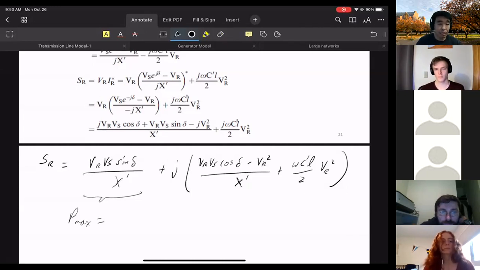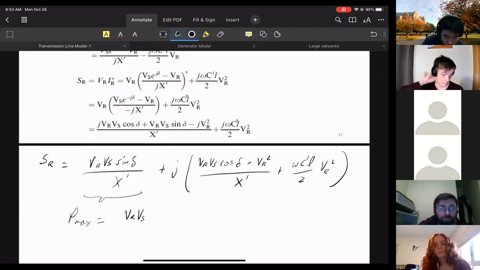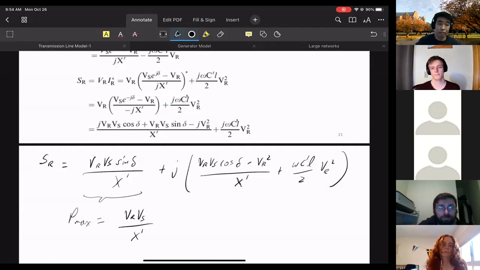Right, so I can make delta equal to 90 degrees, or pi over 2. And what we get is VR, VS over X prime. Okay. So this calculation basically tells us, if you fix the voltage level, you cannot send arbitrarily large power from one end to the other end. It's limited by the angle. And since this is a sinusoid, the angle wraps around. So the largest value you can get is given by this P max.